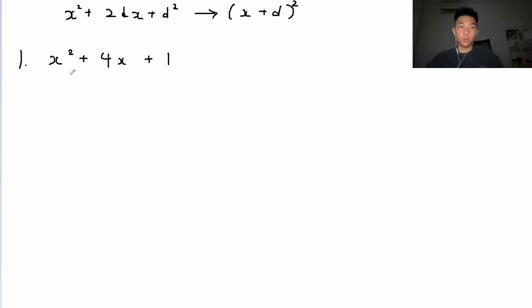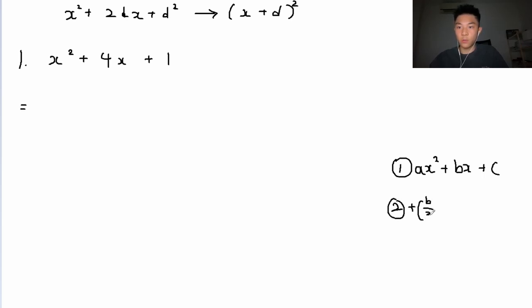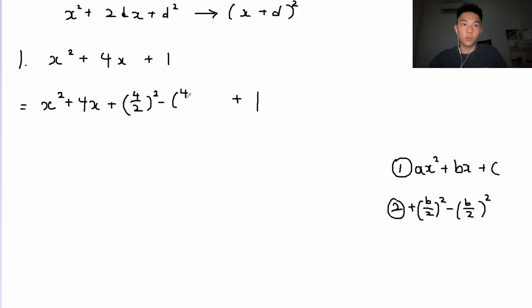So let's look at our first example, x² + 4x + 1. Our first step is always to rewrite it into the form ax² + bx + c. That's already been done for us. Then our second step is to use the formula + (b/2)² − (b/2)². So let's do that, x² + 4x. We want to slide the constant away first. So let's use our formula, + (4/2)² − (4/2)².